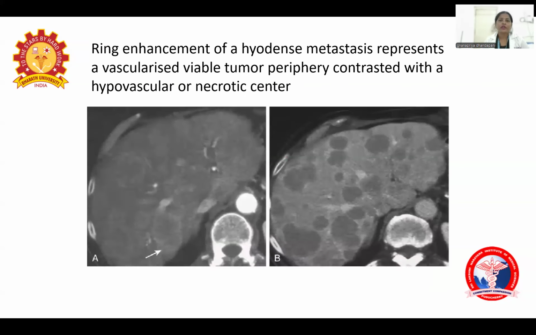Ring enhancement of a hypodense mets occurs, which usually represents vascularized viable tumor present in the periphery, in contrast with a hypovascular and necrotic center. So it is a peripherally enhancing hypodense tumor.